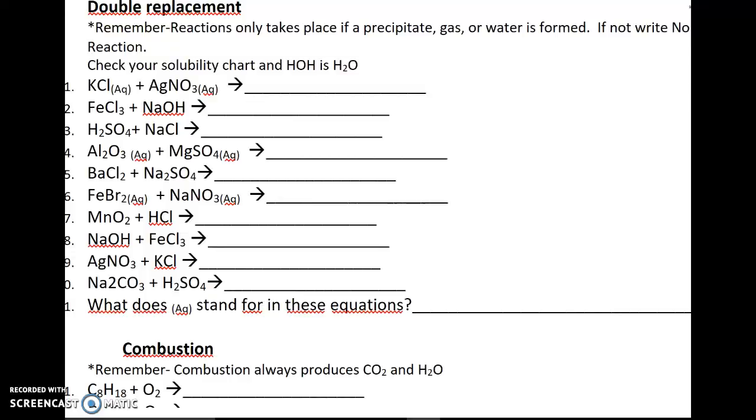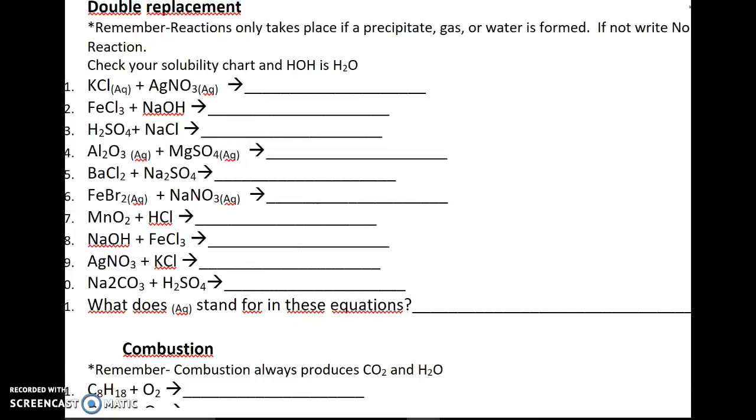Okay, now we're looking at predicting products for double replacement reactions. We can recognize that these are all double replacement reactions when we look at the reactants and we see two compounds. These are going to be ionic compounds typically, and they're typically going to happen when we have two aqueous solutions that are being mixed together.